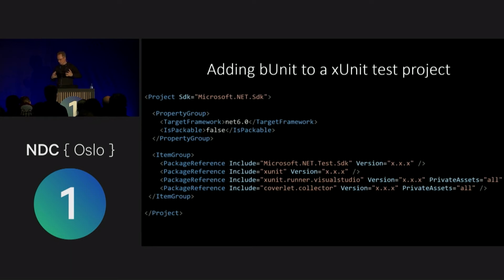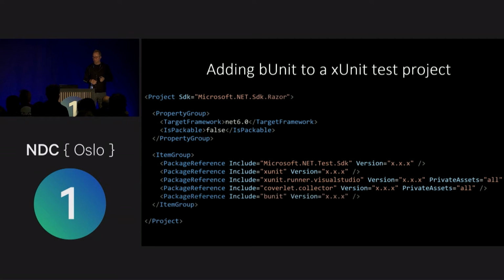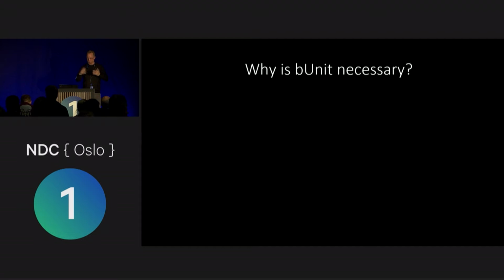And how do we go about using bUnit? Well, this is a standard xUnit csproj file. You've probably seen that before if you're using xUnit. So we need to make a few changes to that. The first change is to change the SDK type to Microsoft.NET.Sdk.Razor, and that just enables the Blazor compiler to come in and do its stuff. And we want that because we want to write our tests in Razor files. That gives us some advantages I'll come back to later. And then you obviously need to add a package reference to bUnit. And that's just it.